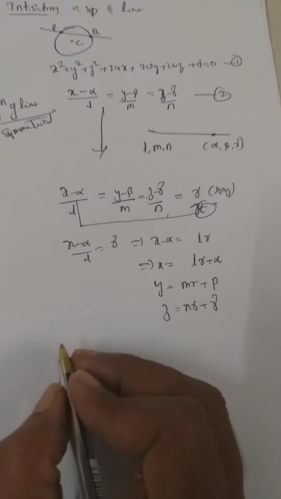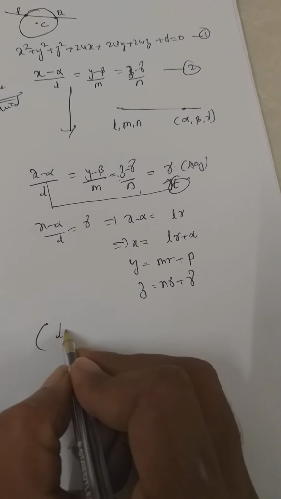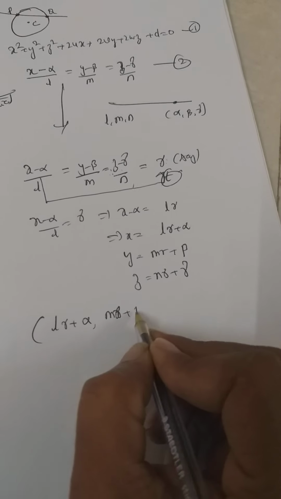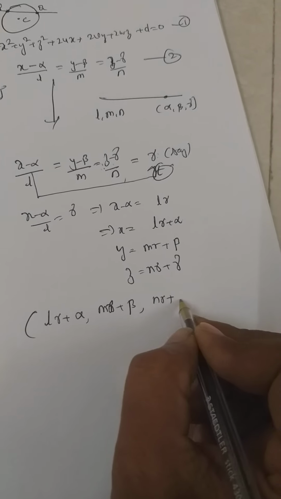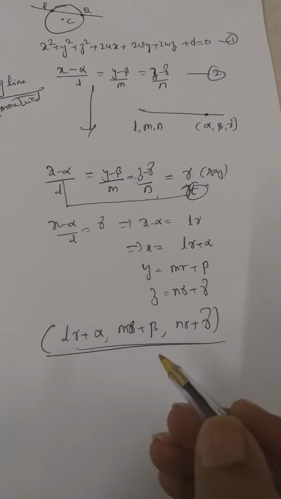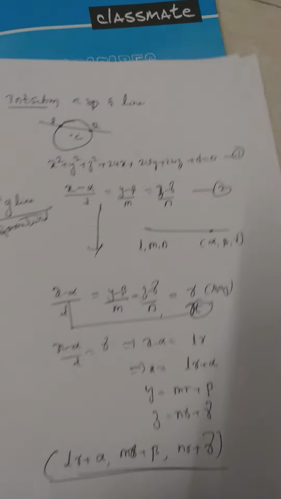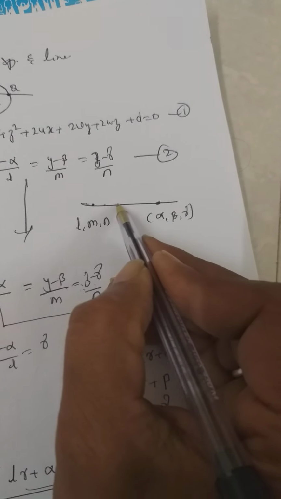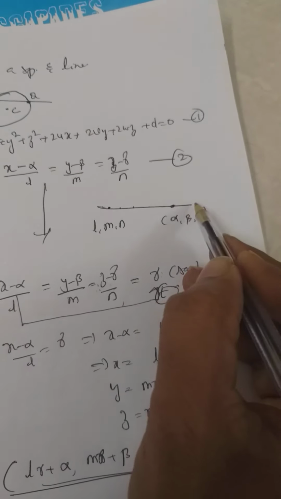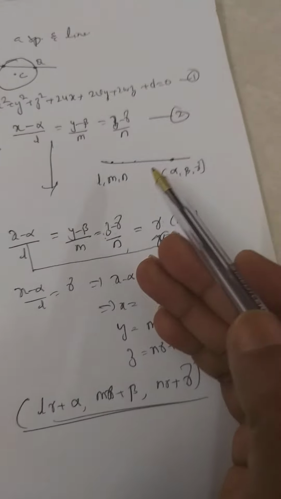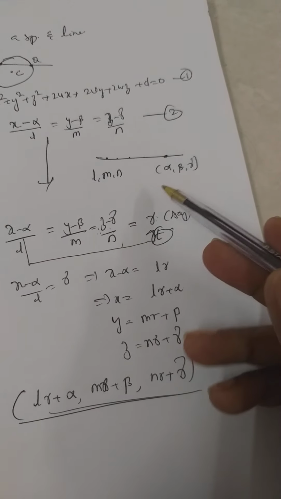Therefore, a random point is (LR plus alpha, MR plus beta, NR plus gamma). This is a random, or arbitrary, point on the line. That means the point may be here, maybe here, maybe anywhere. These are the coordinates of a point which lies on this line. It may lie anywhere on the line.